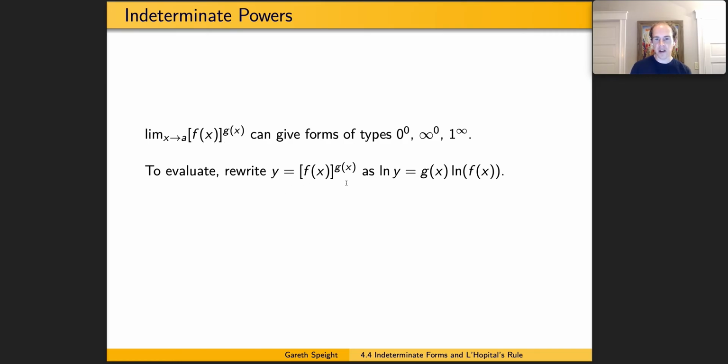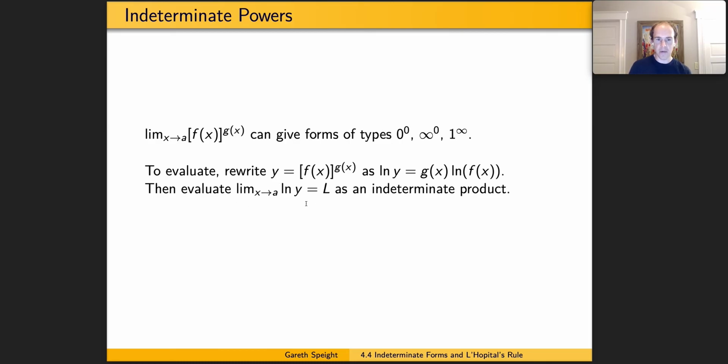We take logs of both sides. So ln of f of x to the g of x. Remember that powers we can bring out of the logarithm. So we get g of x times natural logarithm of f of x. And now this is a product, and it becomes an indeterminate product. So now we can use whatever we just did for products and quotients to evaluate this limit. And then we have to be careful that this limit is ln of y, whereas we started with y. So if we evaluate this limit instead, at the end, we're going to have to take the exponential of whatever we get to find the limit we started with.